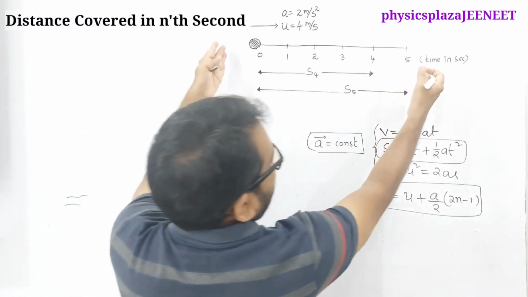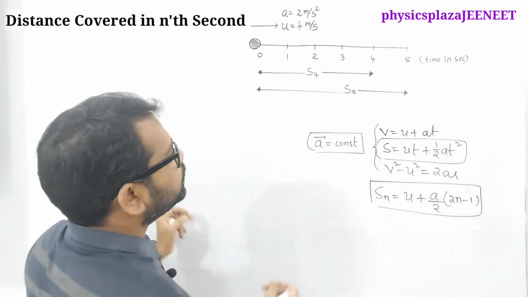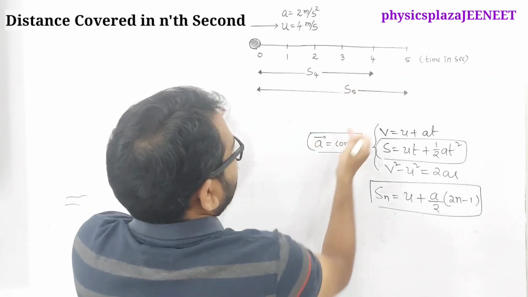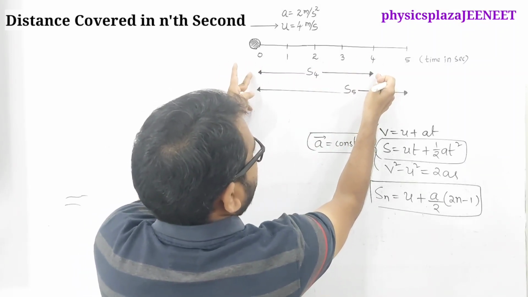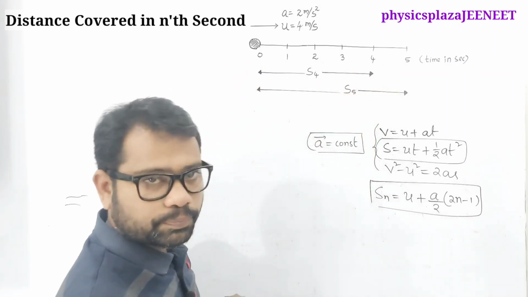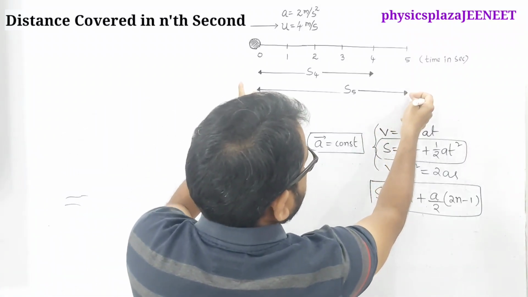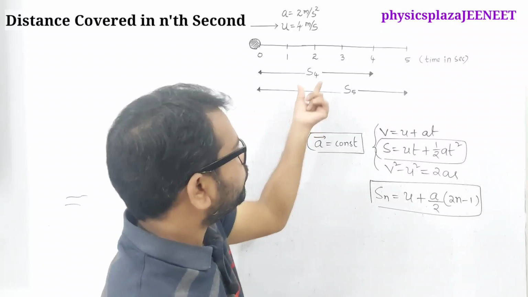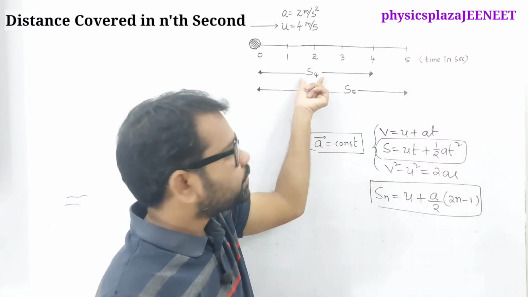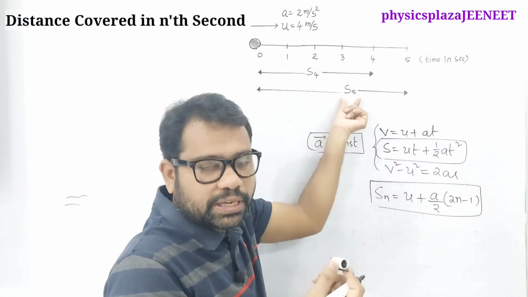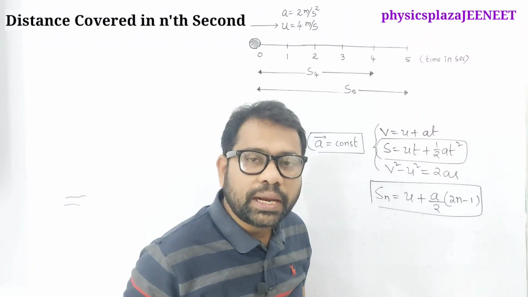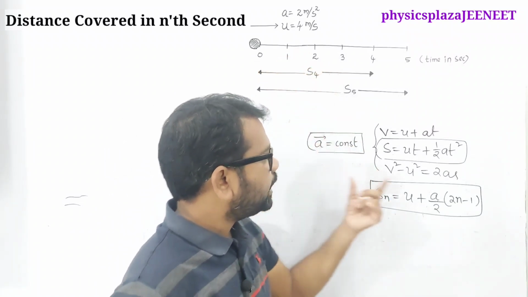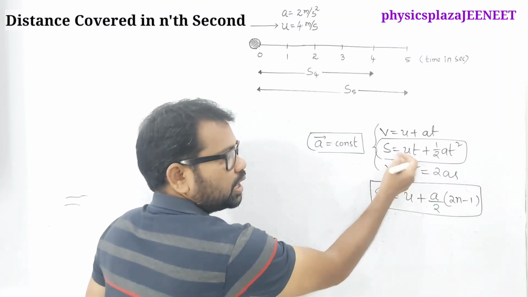Children, look at this example. Here total time taken is 5 seconds. So 0 to 1 second, 2 seconds, 3, 4 seconds. S4 is the distance covered in 4 seconds, whereas S5 is the distance covered in 5 seconds. Try to understand. So how can we calculate the distance covered either in 4 seconds or 5 seconds? Yes, directly you can use S is equal to ut plus half at square.